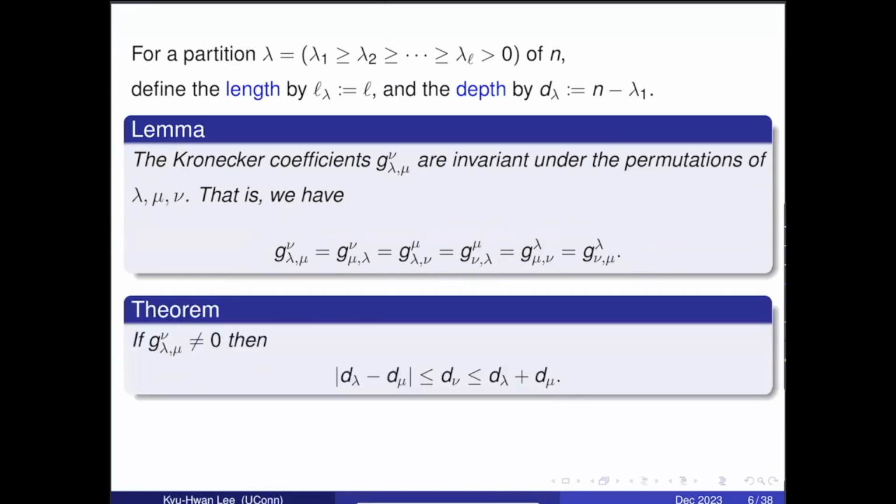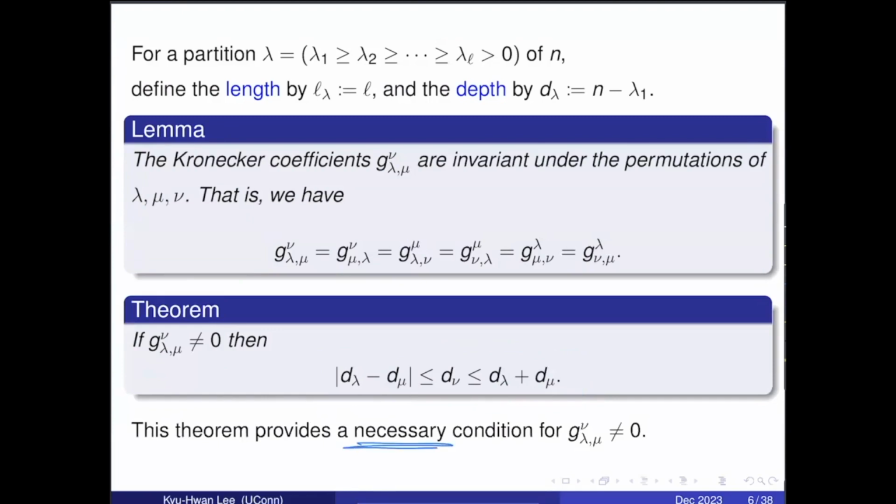And more non-trivially, we have this theorem. If the Kronecker coefficient is non-zero, then the depths of the partitions λ, μ, ν should satisfy this inequality. So this gives us a necessary condition for the Kronecker coefficient being non-zero. But this condition is not very strict. It's actually a very mild condition.